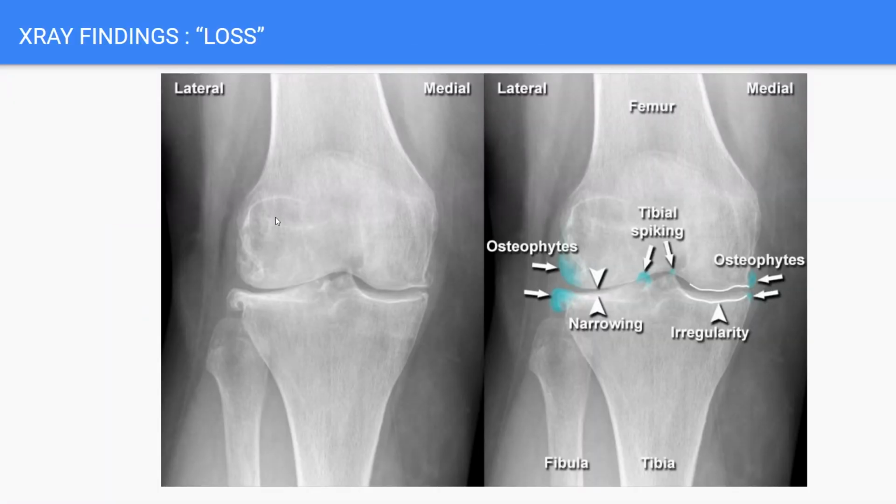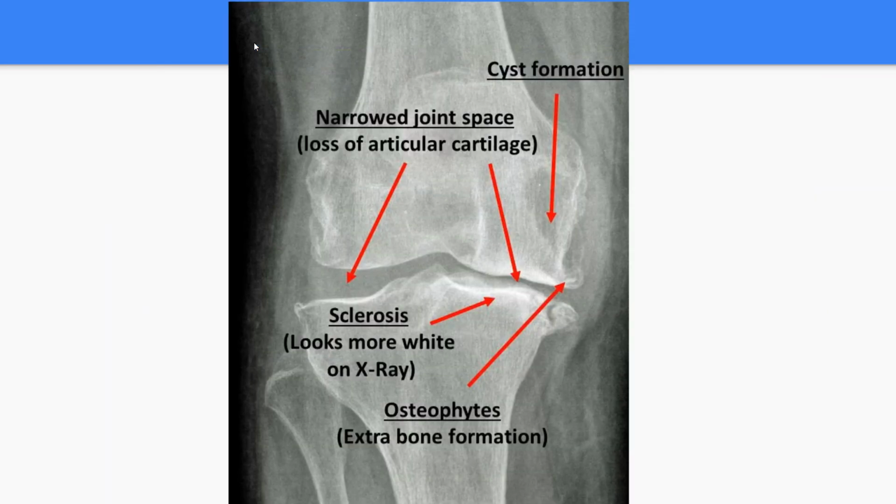So your characteristic x-rays will show you narrowing of the joint. You will see osteophyte formation. You will see some spiking if it's in the knee, and you will see narrowing. How I think about it is loss: loss of joint space, osteophyte formation, sclerosing of the joint, which I'll get into in a second. And you'll get cysts, subchondral cysts as well.